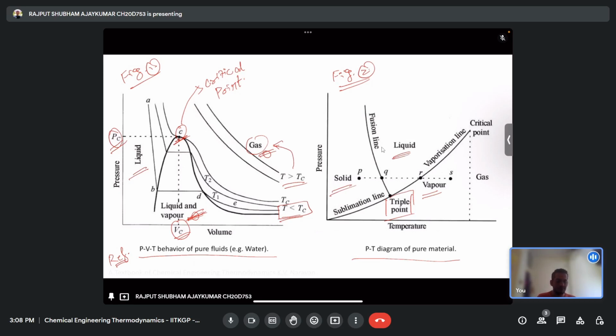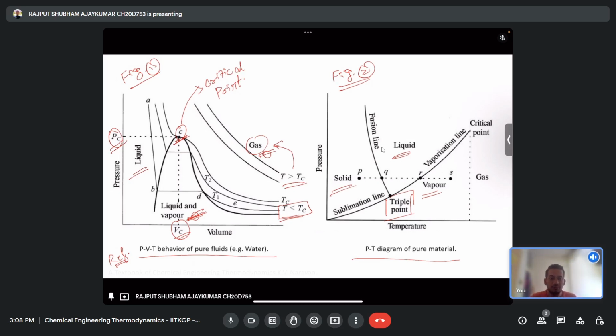The vapor and gas you can consider as one, but it's like a composition of liquid and gas. In simple terms, the line which separates the solid and the vapor is known as the sublimation line. Similarly, the line which separates the solid and the liquid is called the fusion line, and the line separating liquid and vapor is called the vaporization line.